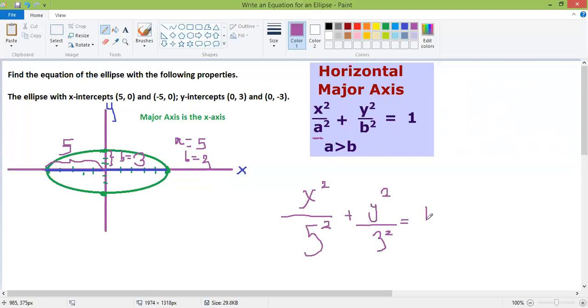Find the equation of the ellipse with the following properties. And we just did it. This is your final answer.